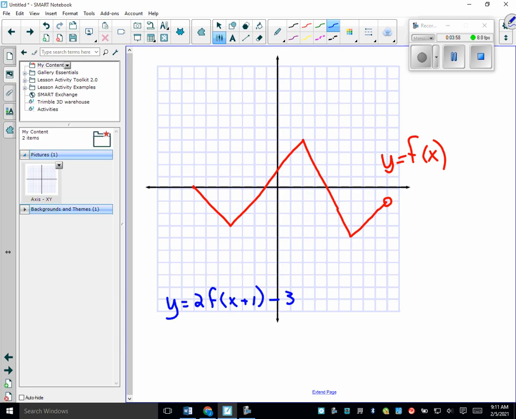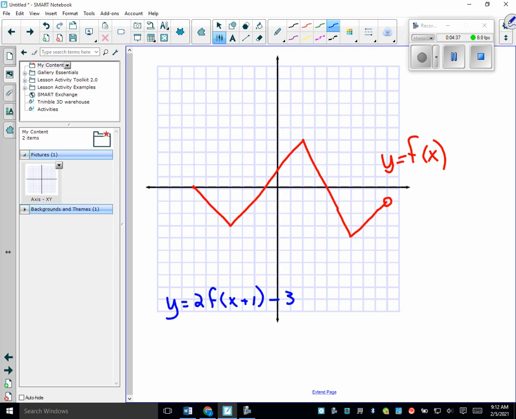Now, according to what I know, this is going to stretch or shrink it, right? This is going to shift it left 1. Do you agree? This is going to shift it down 3. In the parentheses, it's opposite. Outside the parentheses, it's just what you think it would be. Now, how do I draw my new graph? That's all I'm going to do, is draw a new graph.